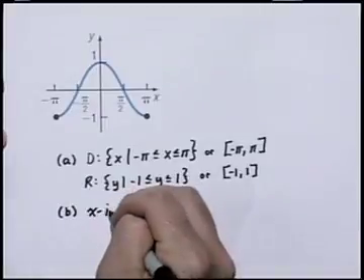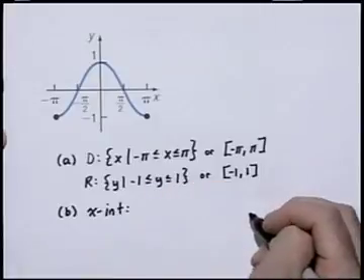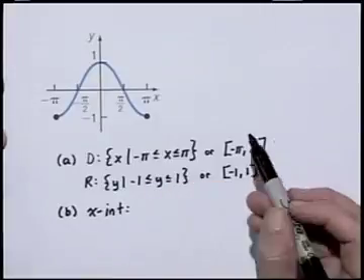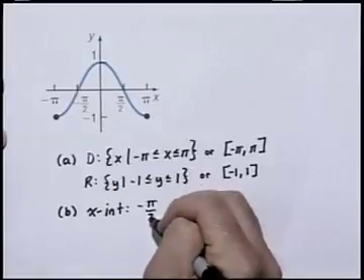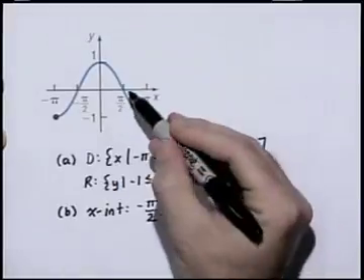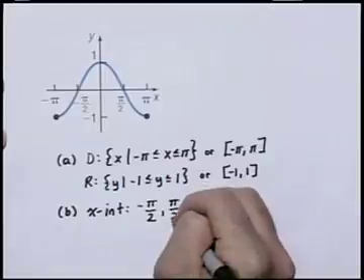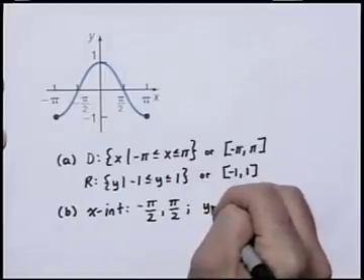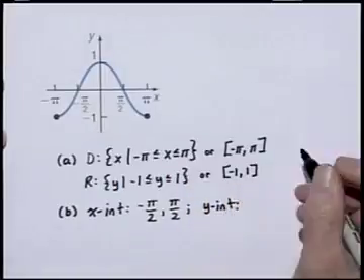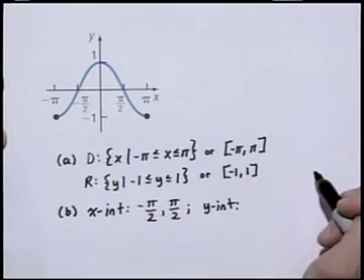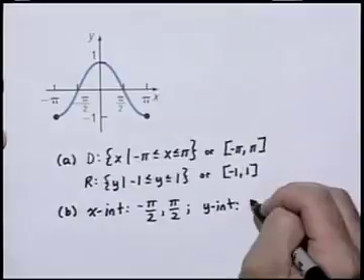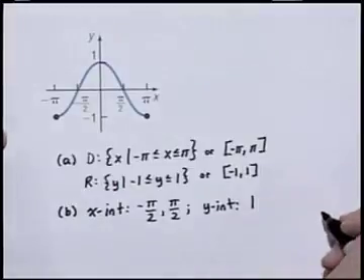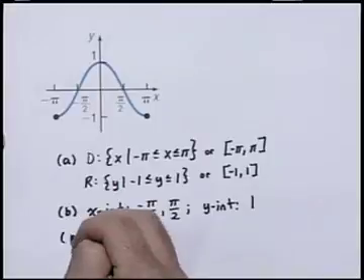The x-intercepts are the points where the graph crosses or touches the x-axis. We can see that the graph crosses the x-axis at negative pi over 2, and it also crosses at pi over 2. The y-intercept is the point where the graph crosses or touches the y-axis. We can see that the graph crosses the y-axis at 1, and therefore the y-intercept is 1.